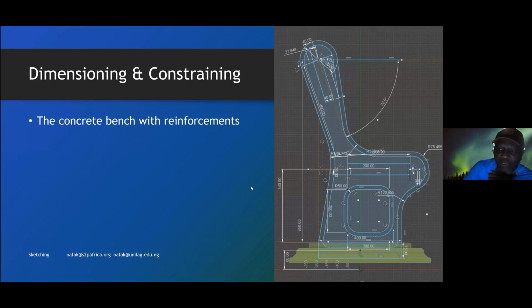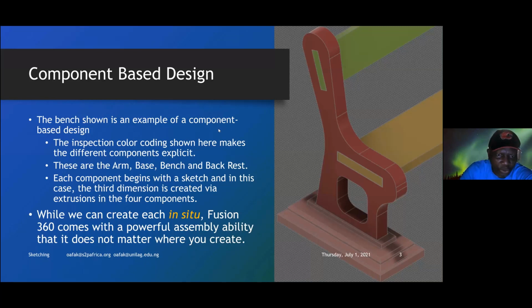So we also decided to make components out of this. We made a component out of the base, a component out of the arm, and we can create two arms. Then we make a component out of the bench, and we make another component out of the backrest. The bench shown is an example of a component-based design. The color code here makes the different components explicit. These are the arm, base, bench, and backrest. Each component begins with a sketch, and we now create the third dimension through extrusion.